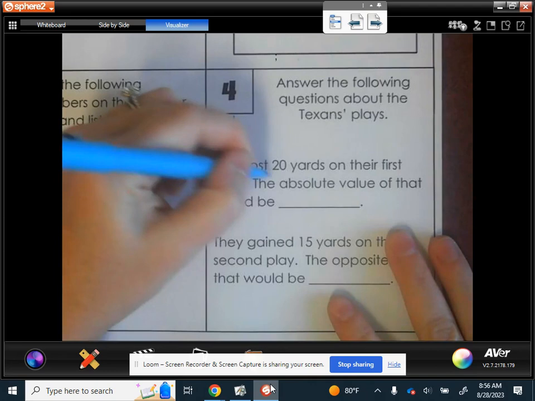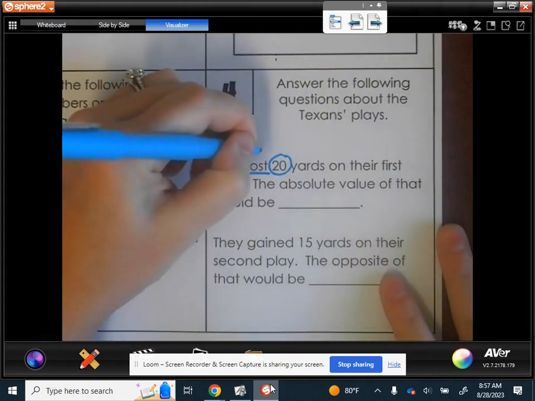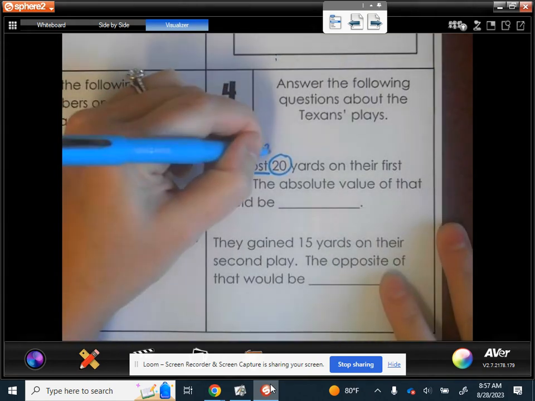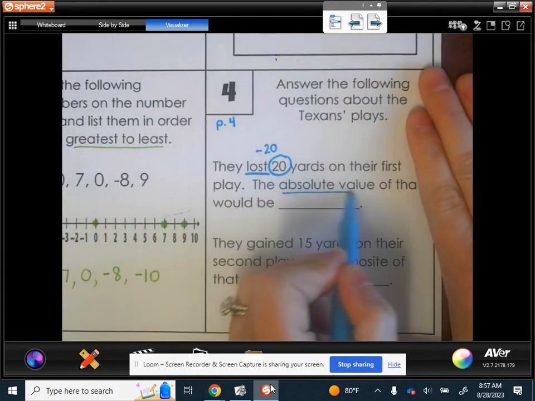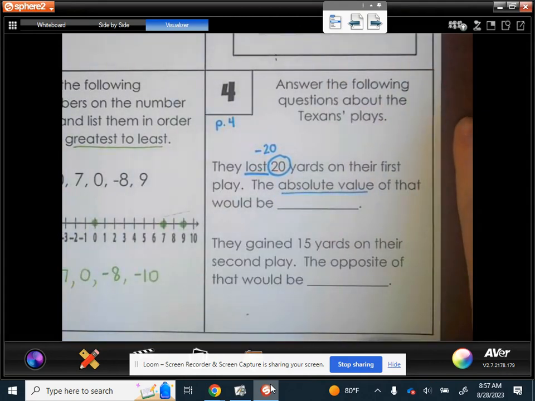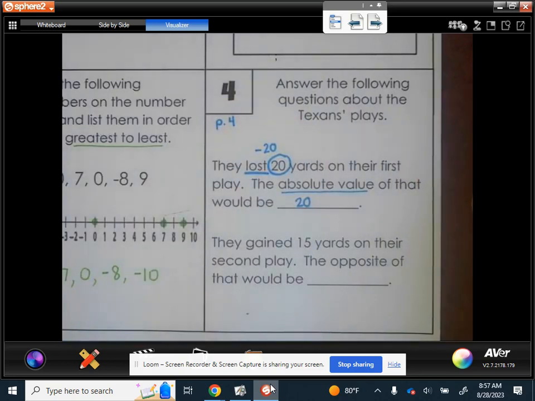If you're following along with me, we would want to underline the word lost. Lost is a negative. That means they're going backwards 20 yards. So that would be negative 20. But they're asking us for the absolute value. And we know that absolute value is the distance from 0. And because it's a distance, it is always positive. So the absolute value would just be 20.